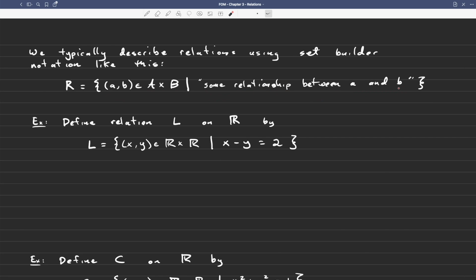So for example, look at this relation that I have here. L is the set of ordered pairs x comma y in R cross R, so that just means that x and y are both real numbers. And the relationship between the components x and y is here, x minus y equals 2. If only there were some way to visualize the collection of ordered pairs that satisfy that equation. Have we ever seen anything like that? Well, of course we have.